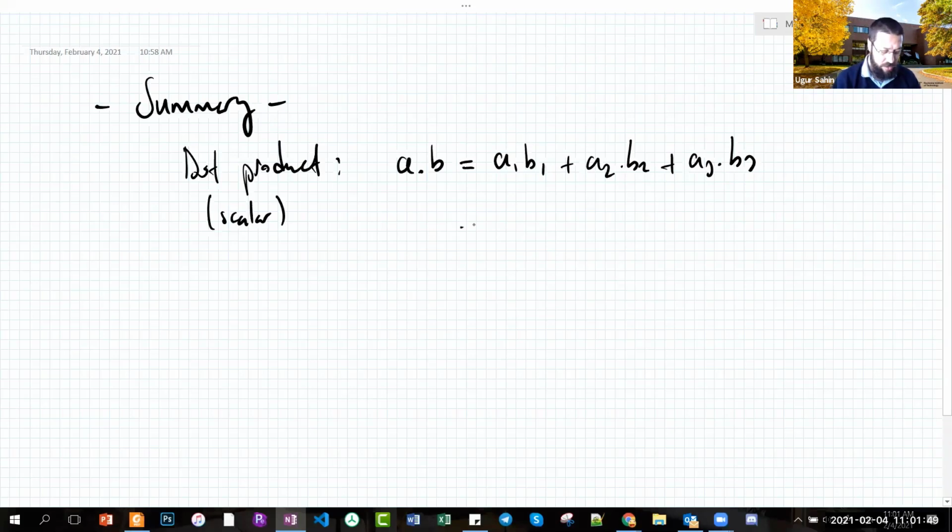The other form to write this definition was this one, with cosine theta. And then theta was the angle between these vectors.